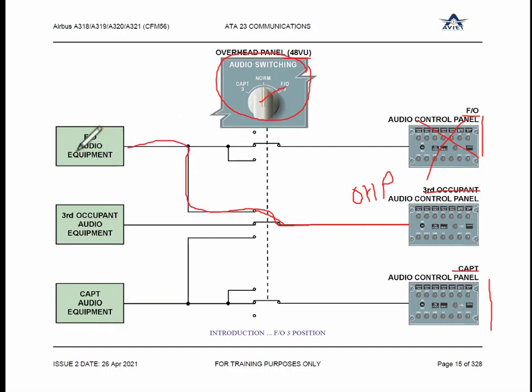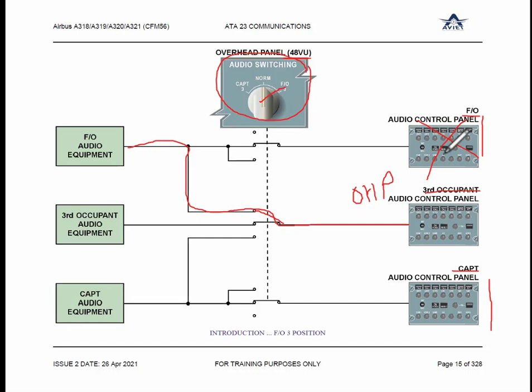So this is the captain seat, sorry, first officer seat. He has all his acoustic equipment, which is a boom set, handset, oxygen mic, right? Headphone. So all will be connected to audio control panel number 3 by just rotating the switch. But he has to make the selection from the top. He cannot make the selection here. That's a problem. Got it, Mr. Dinesh?